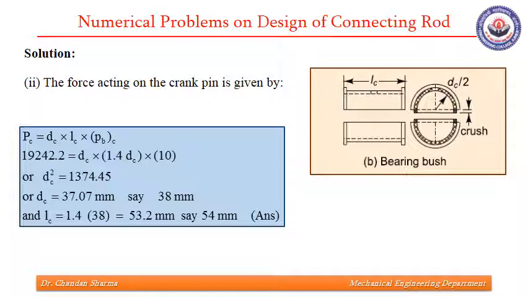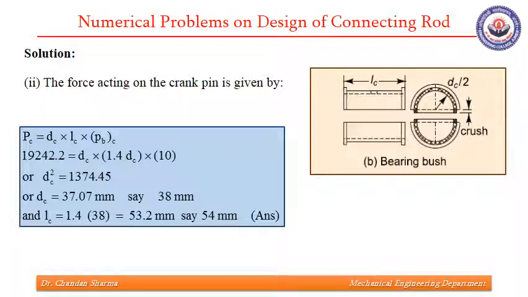So putting all the values, and LC as 1.4 times DC, the ratio of L by D for the big end bearing, which is given as 1.4. Putting all the values, DC square comes out to be this value, or DC is 37.07, say 38 mm. Since LC is 1.4 times DC, it is 53.2 mm, or we can say 54 mm.